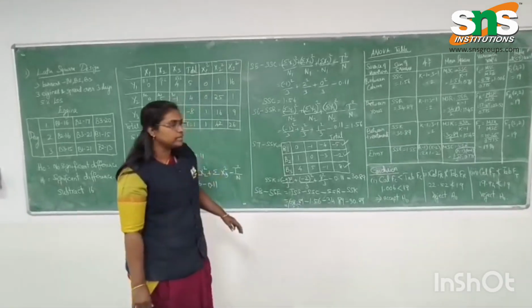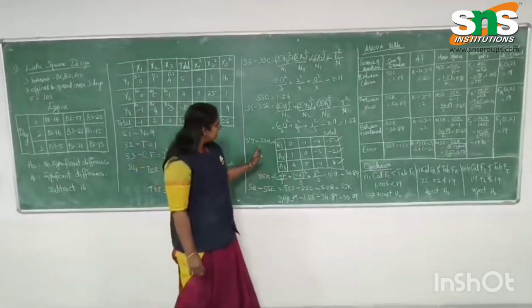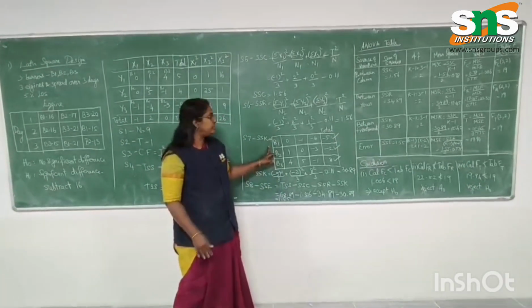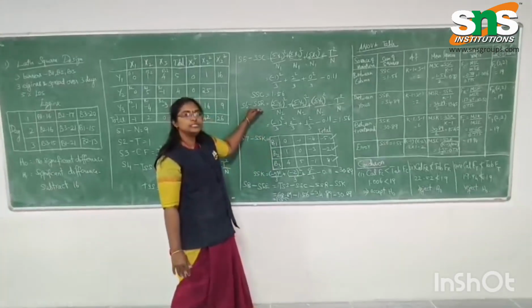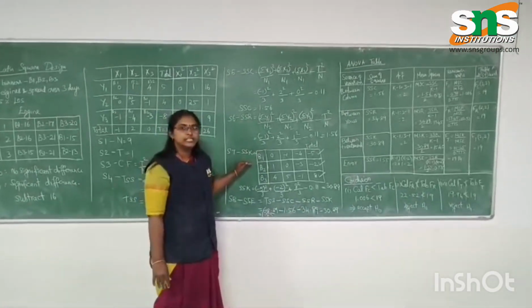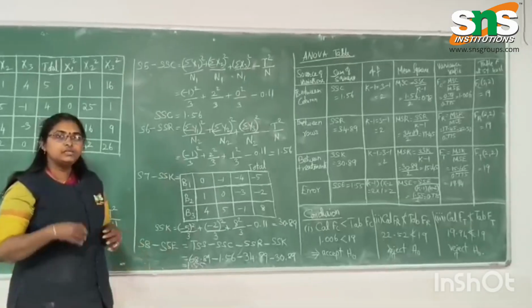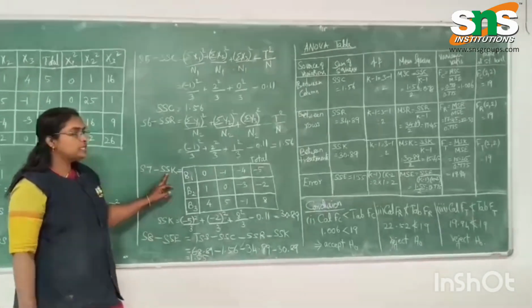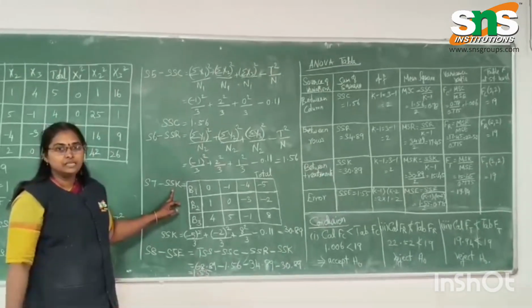Here I am going to continue with the sum of squares of treatment. In the last video we discussed up to the sum of squares of rows, and here I am going to continue with the treatment onwards. Next we need to calculate the treatment, so I am naming it the sum of squares of treatment.